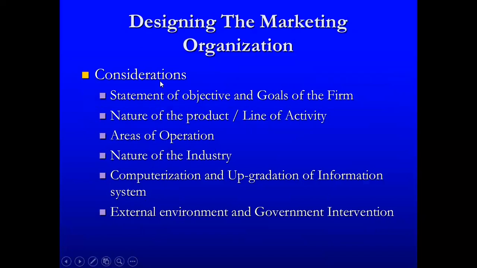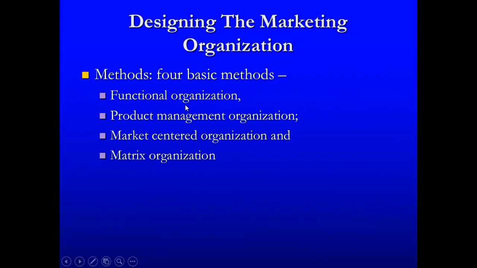Then what are the considerations while designing an organization? So there is statement of objective and goals of the firm, nature of the product or line of activity, areas of operation, nature of the industry, computerization and upgradation of information system, external environment and government interventions. So these are all considerations in designing an organization. Then the methods of organization include functional organization, product management organization, market-centered organization, and matrix organization.